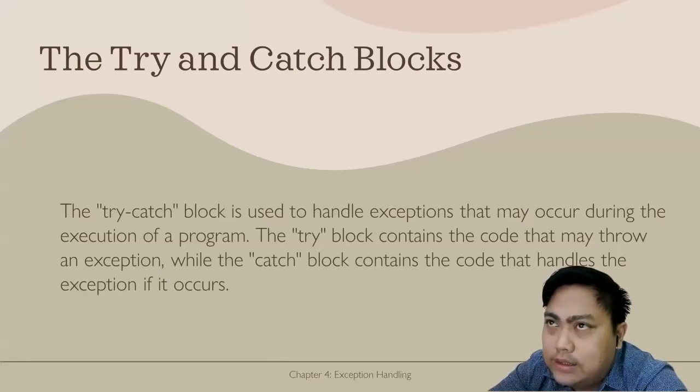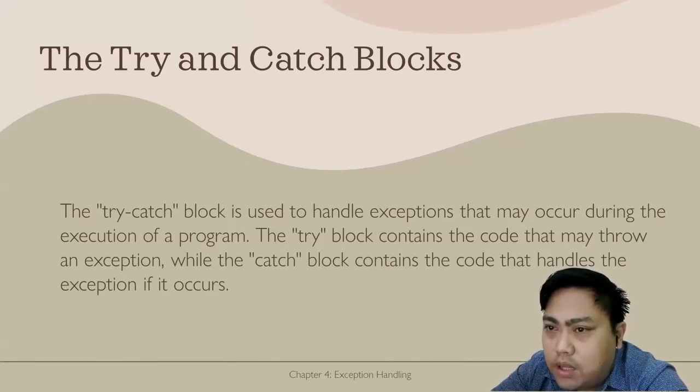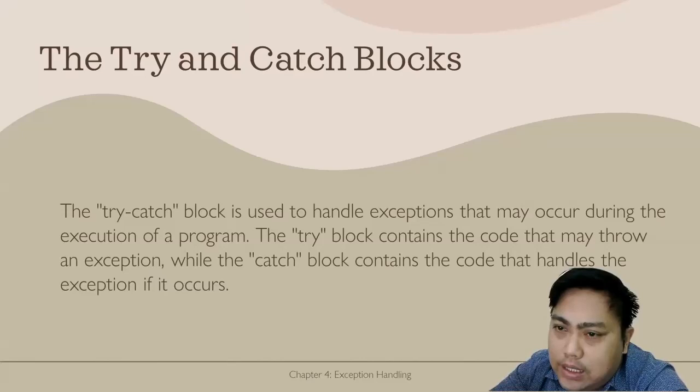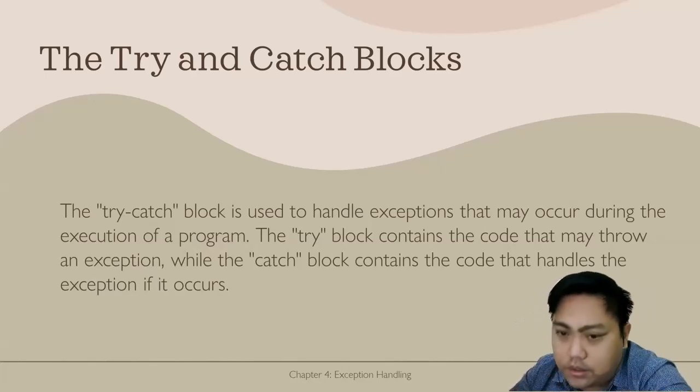We can handle errors using try and catch. The try and catch block is used to handle exceptions that may occur during the execution of the program. The try block contains the code that may throw the exception, while the catch block contains the code that handles the exception if it occurs.